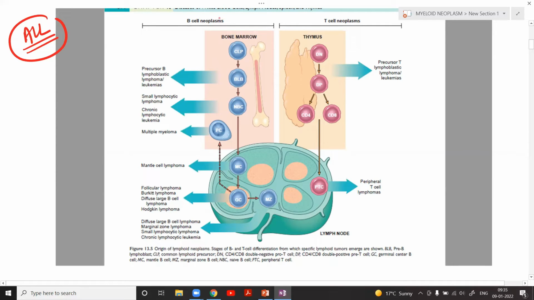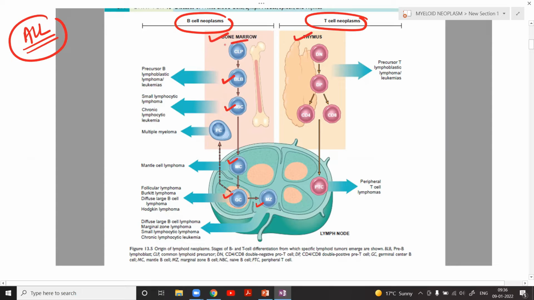So for example, the B cell neoplasm, the maturation takes place in the bone marrow, whereas the T cells usually mature in the thymus. Okay, so in the normal condition, the common lymphoid precursor gives rise to your precursor B cells. From there we have the naive B cells. The naive B cells give rise to your cells of the mantle zone. Then they come into the germinal center, and finally they enter the marginal zone. So this is how normal development of B cells occurs.